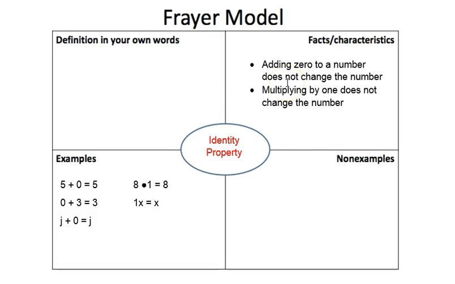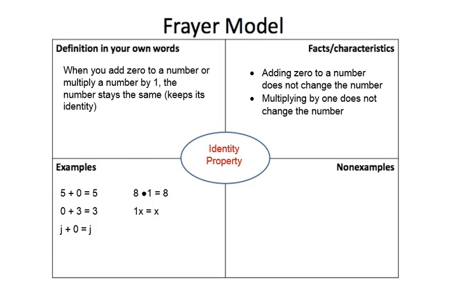Now I'm going to try to come up with the definition of the identity property in my own words. So once again, pause the video, and then in this upper left-hand corner box, try to describe in your own words what you think the identity property is. So the definition I came up with is that when you add 0 to a number, or you multiply a number by 1, the number stays the same. It keeps its identity.